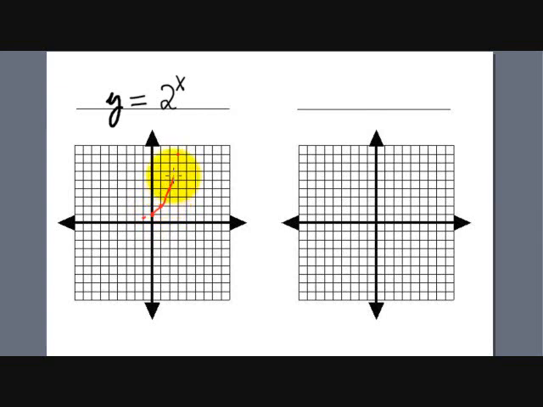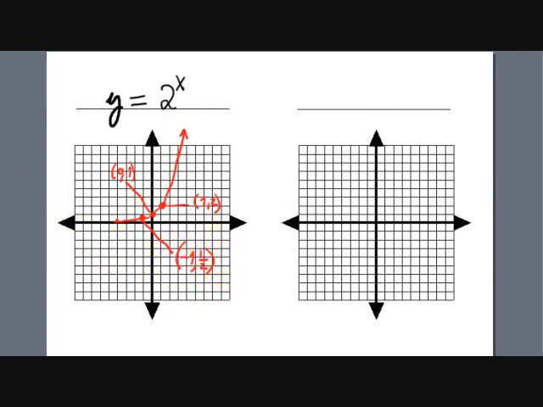Exponential function, and the negative part like that. A typical point. This point is (0,1). This point is (1,2). And this point is (-1,.5).